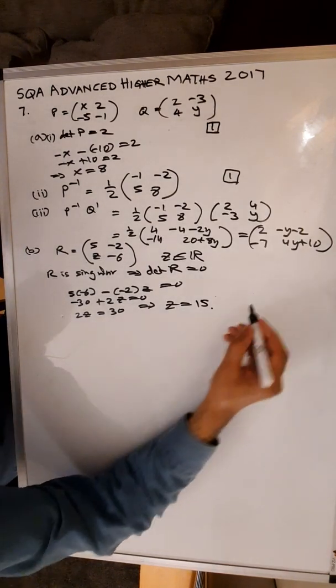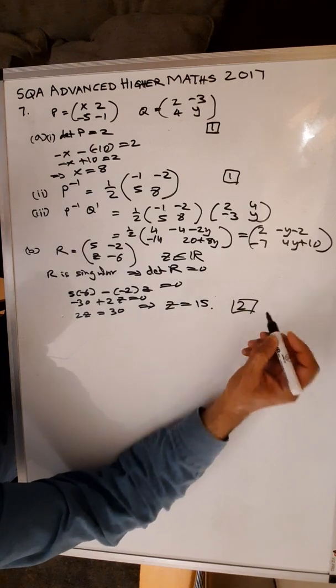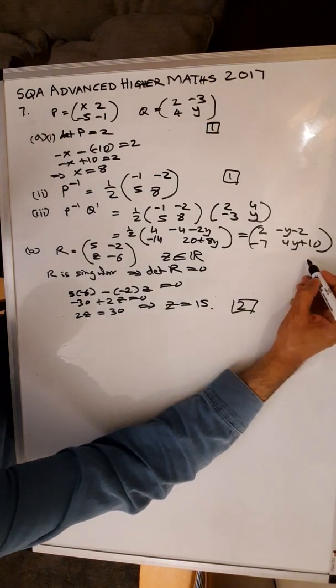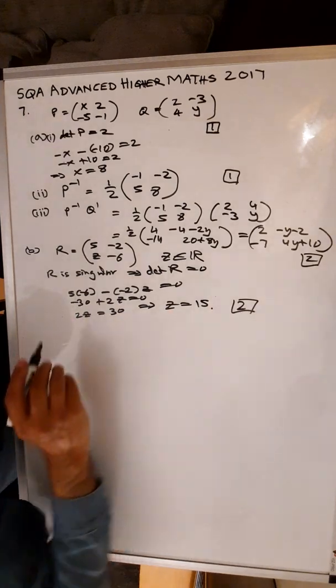And that is for 2 marks. This third part of A is also for 2 marks. That is question 7.